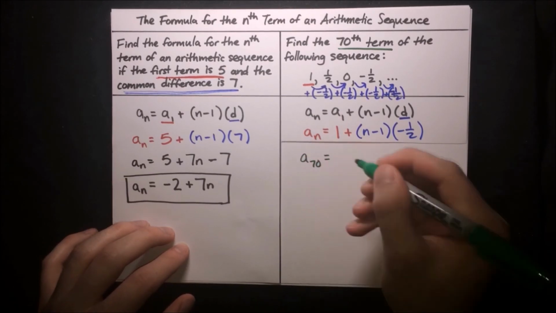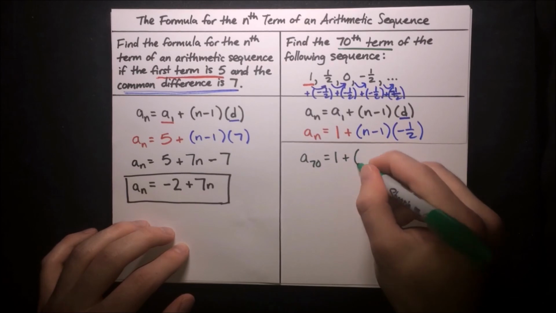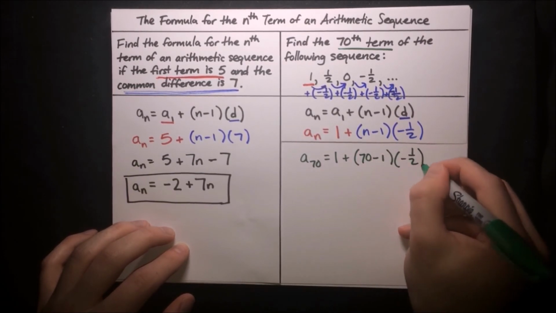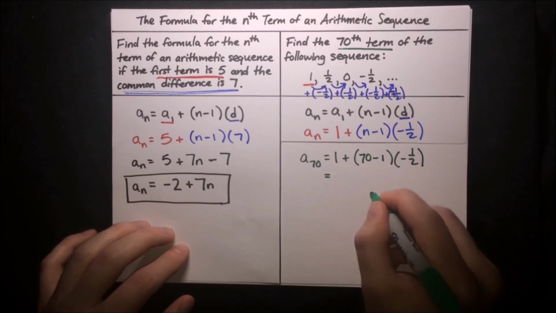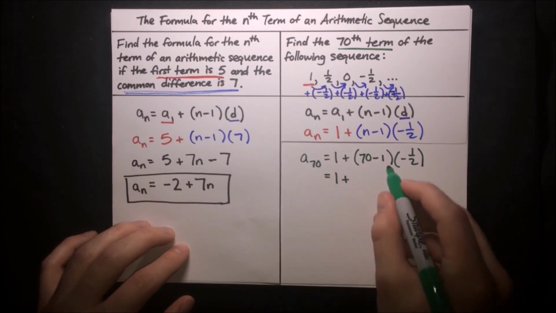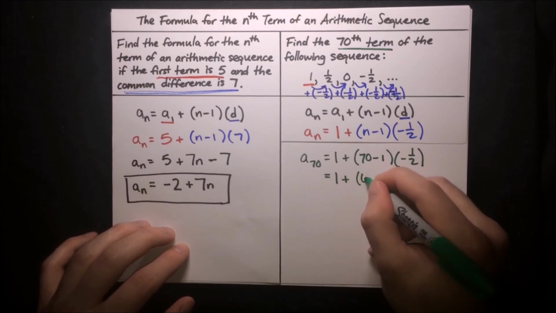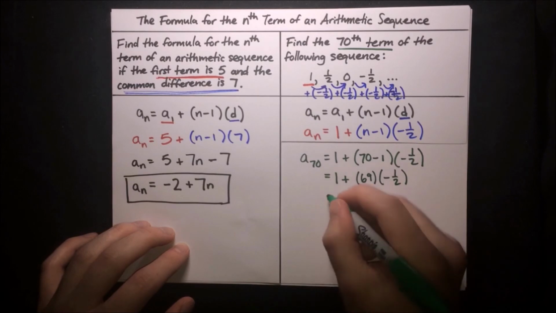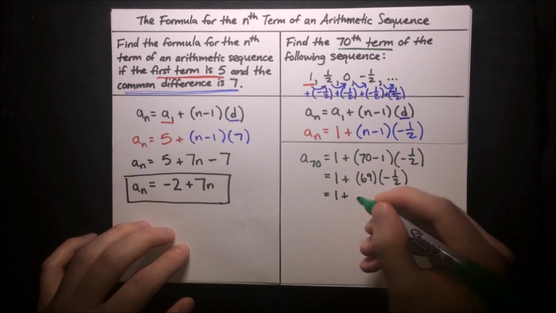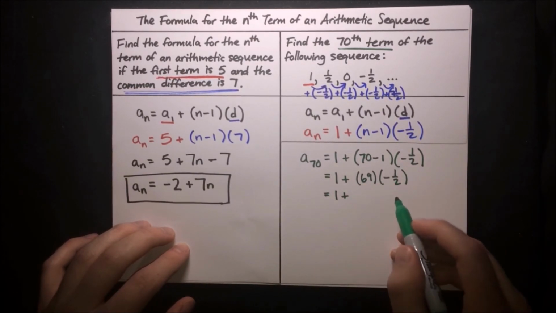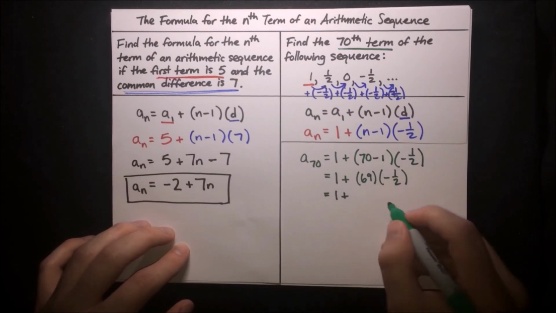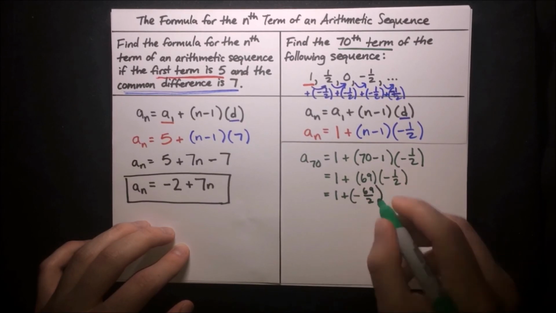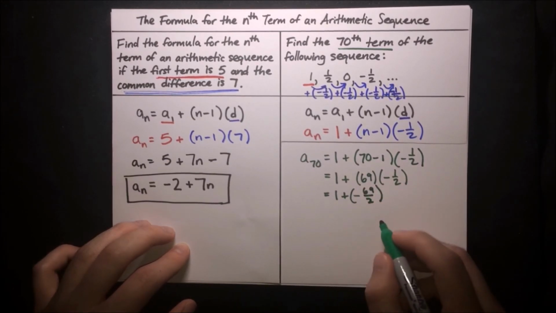A70 is equal to 1 plus 70 minus 1 times negative a half. And we'll just go ahead and compute that. So that's equal to 1 plus 70 minus 1 is 69. So 69 times negative a half. So that's 1 plus 69 times negative a half is, well, why don't we just write that as negative 69 over 2. And then we just have to do a bit of fraction arithmetic.